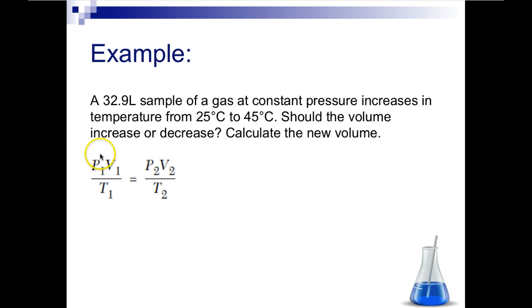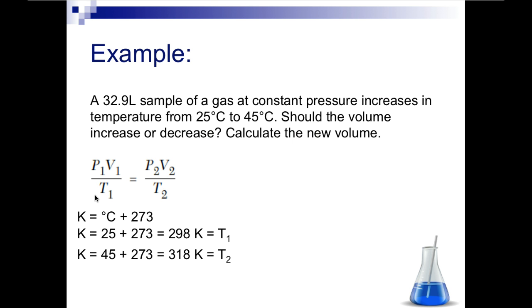Before we get plugged into our P1V1 over T1 equals P2V2 over T2 equation though, we need to calculate what these temperatures are in degrees Kelvin. So let's plug in our formula. Kelvin equals degrees Celsius plus 273. So let's do the first temperature, that's going to be our T1, and the second temperature, which is going to be our T2. So now we're going to plug into our equation.